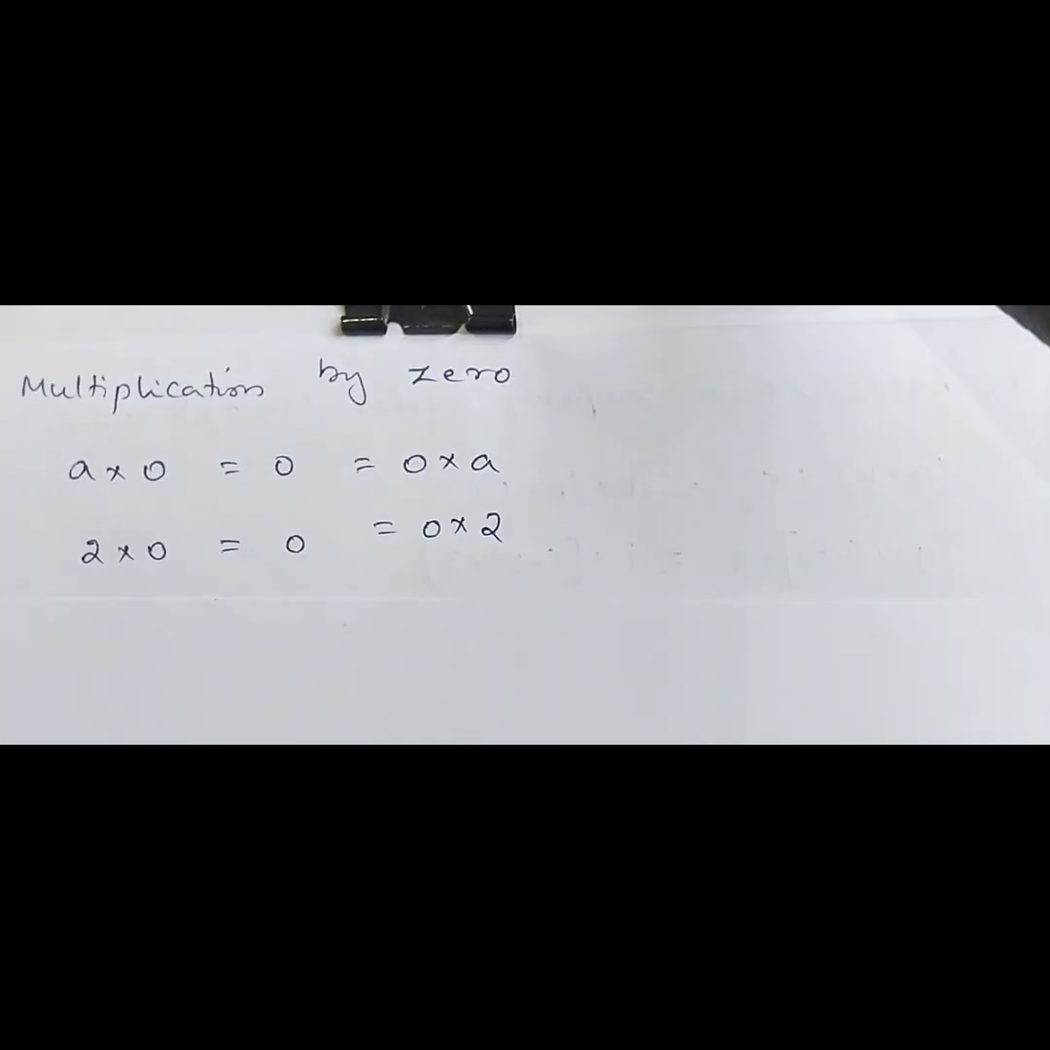Next, we are going to see the multiplication of an integer by 0. If we are multiplying an integer by 0, it will give the answer 0 itself. Example, we are multiplying 2 with 0, we will get the answer as 0.